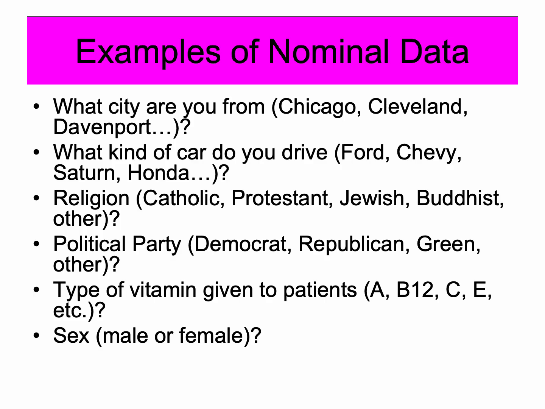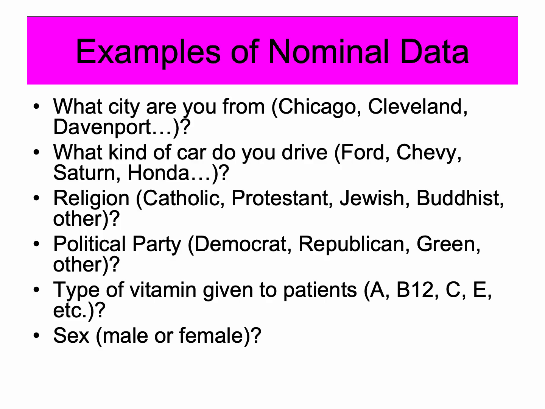Right, some other examples of nominal data would be, what city are you from? Chicago, Cleveland, Davenport. All of these might be associated with a number. Chicago is 1, Cleveland is 2, Davenport's 3. But the number doesn't mean anything. It's arbitrarily assigned. We could also say Davenport is 1, Chicago is 2, Cleveland is 3. Right, so it's arbitrary assignment.